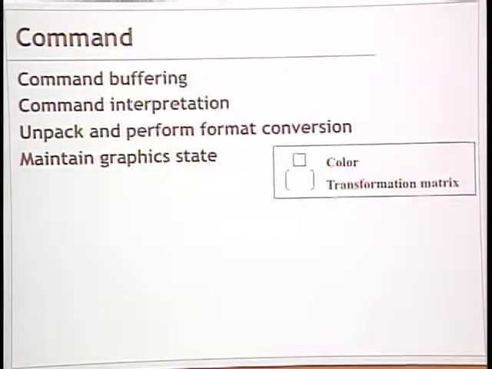Okay, so what happens in the command system? What it's going to do is take the list of commands, sequence them, and send them to the rest of the graphics system. It will interpret them. If it needs to convert formats, say I specify something in ints but it needs floats, it's going to do that here. It's the part that maintains the graphics state.